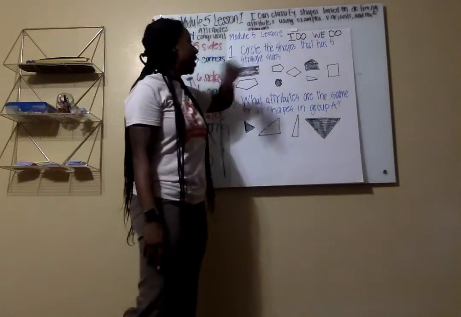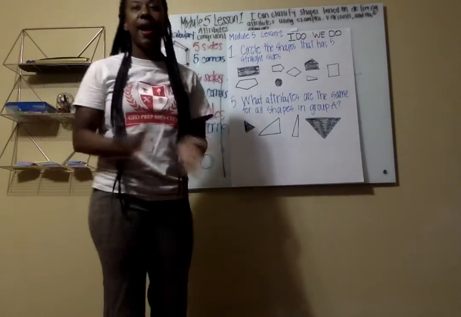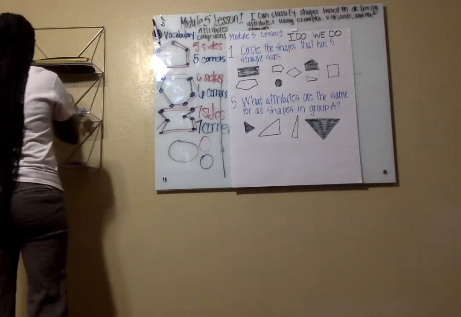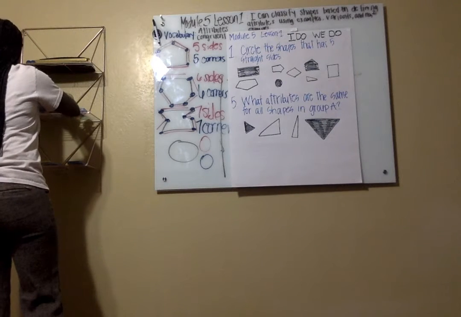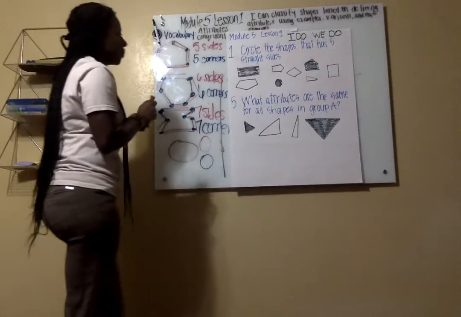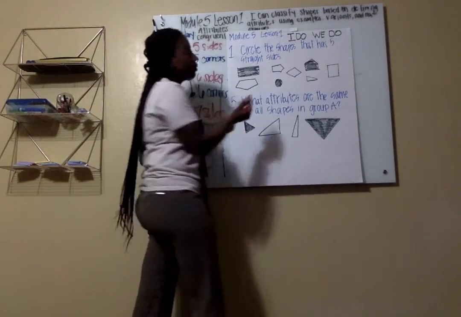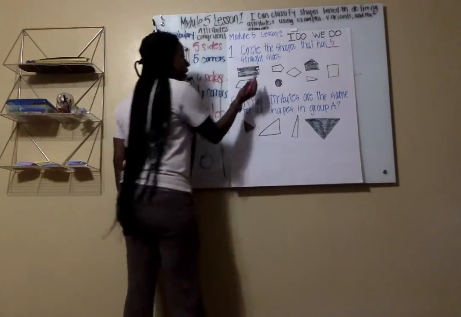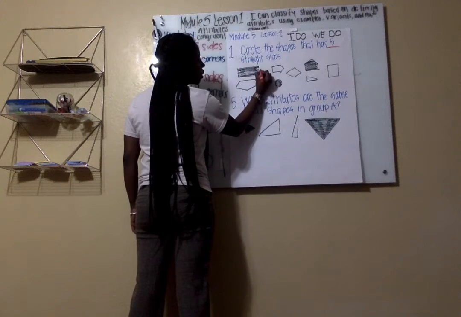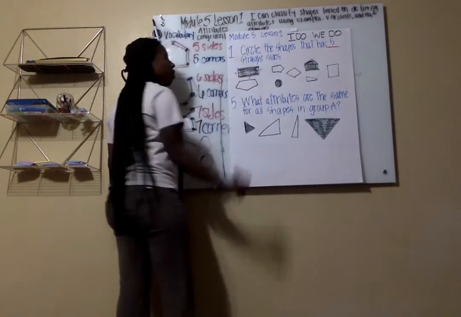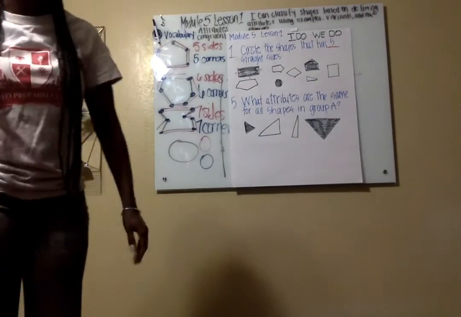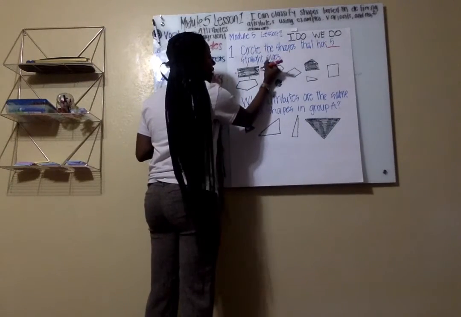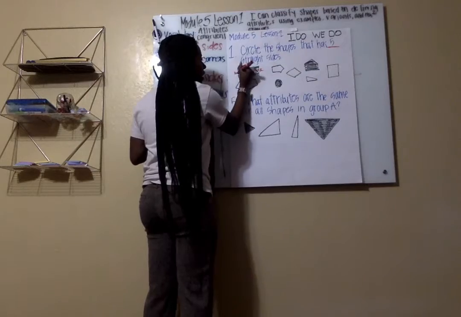Number 1 says circle the shape that has 5 straight sides. So in order to do that, I have to count all the sides. I'm looking for 5 straight sides, so I have to count my lines. This one has 1, 2, 3, 4. Watch as I number my sides. That's a good thing to do because sometimes you can forget what you've done. So to help you, you can number your sides: 1 side, 2 sides, 3, and 4 sides.